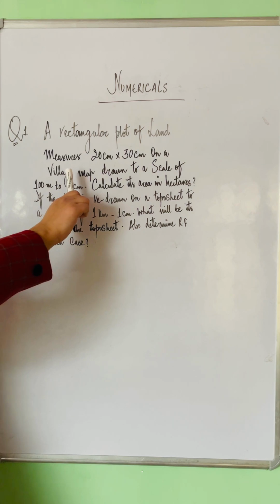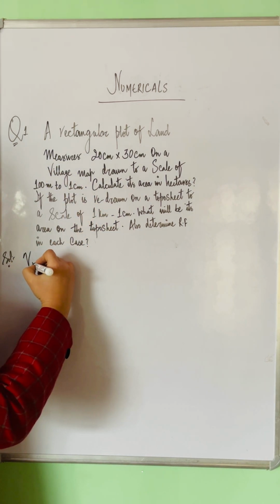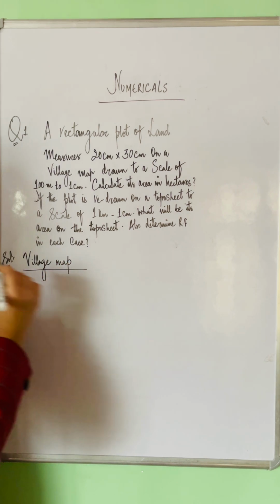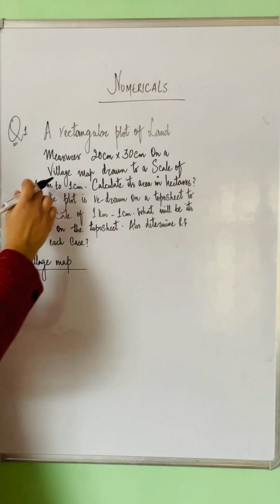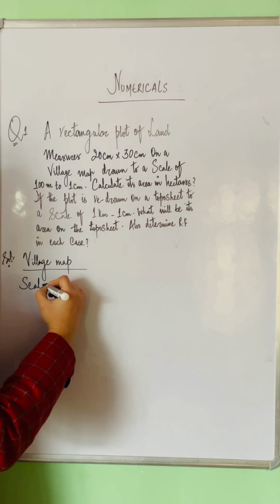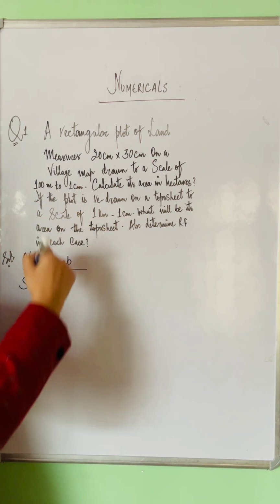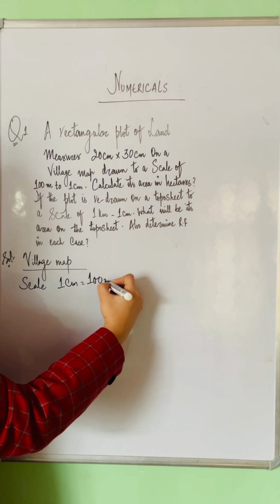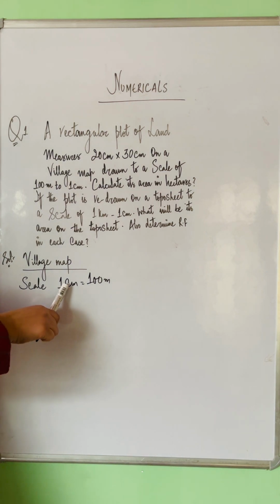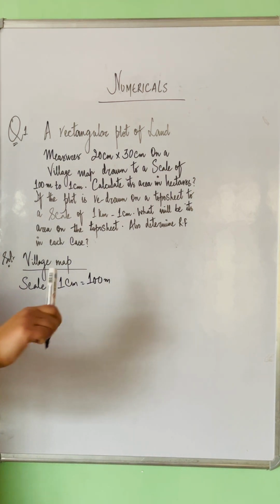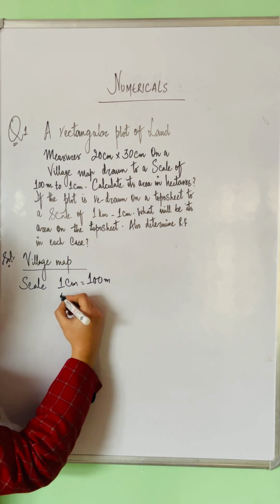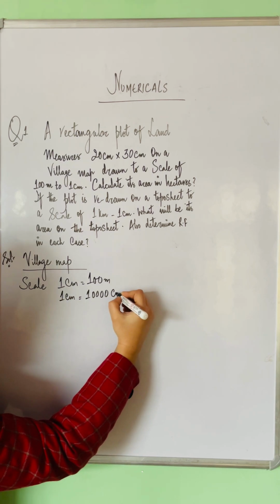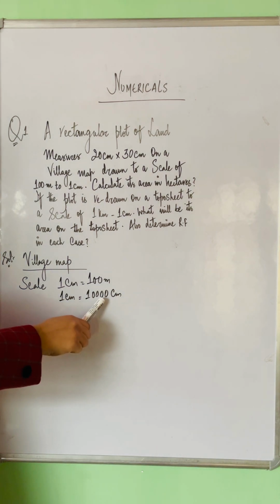So let's take village map first, right? Village map. What is the scale? Scale is 100 meter to 1 centimeter. That means 1 centimeter is equal to 100 meters. Every 1 centimeter on the map represents 100 meters on the ground. That means every centimeter on the map represents 10,000 centimeters on the ground, right?